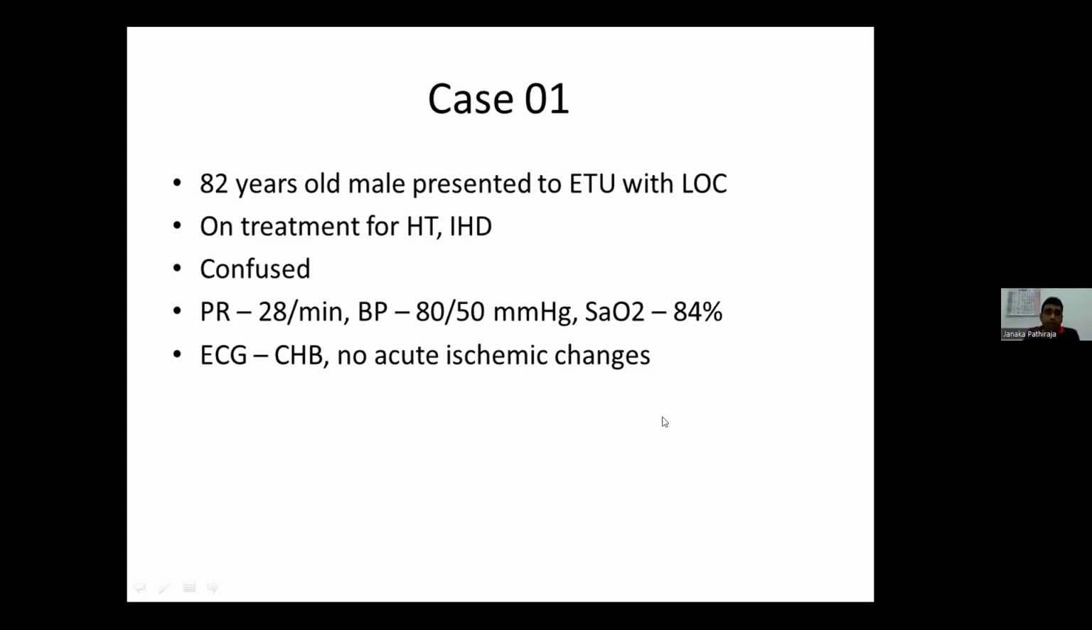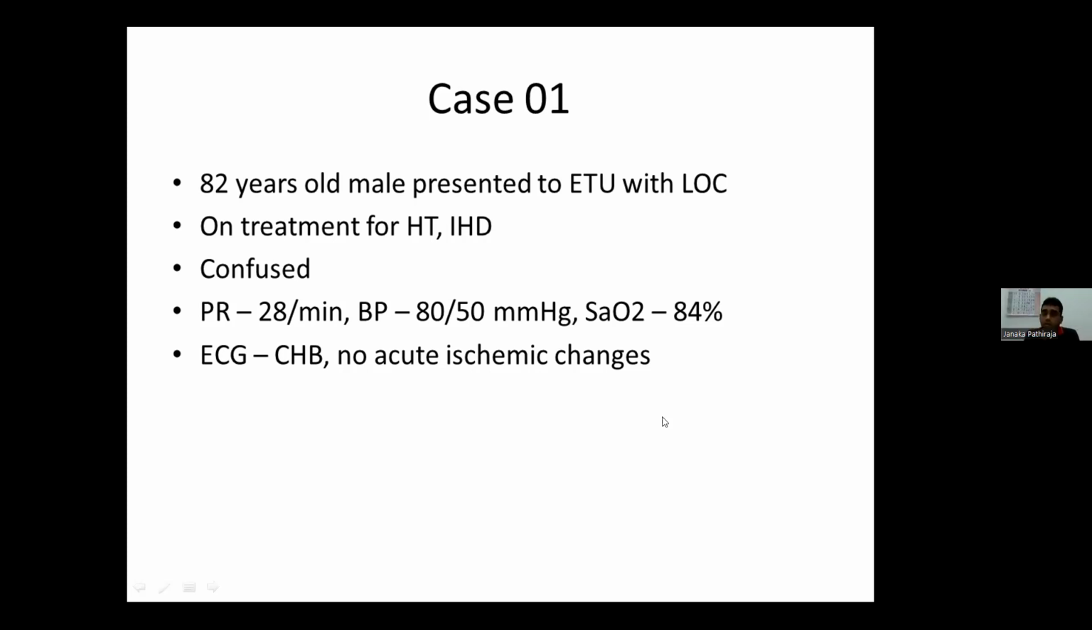This is case 1. We have discussed most of the things, but you can come up with whatever answers you have. An 82-year-old male presented to the ETU with loss of consciousness. He is on treatment for hypertension and ischemic heart disease. The patient is confused. Pulse rate is 28 beats per minute. Blood pressure is 80/50. Oxygen saturation is 84. ECG shows complete heart block, no acute ischemic changes. How are we going to manage this patient?